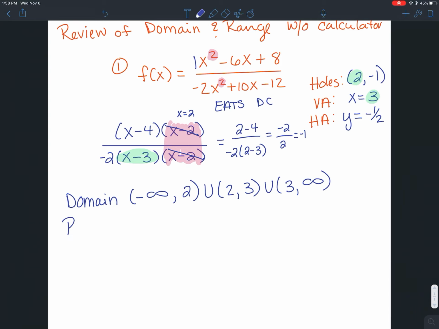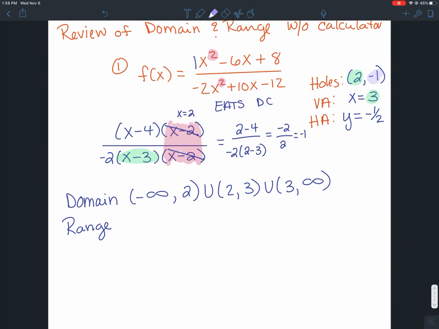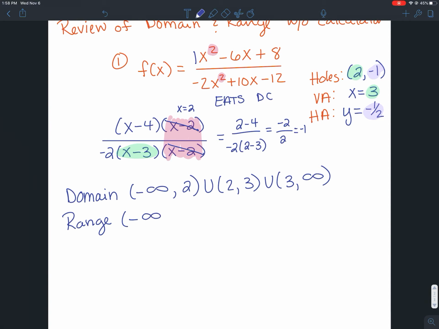So for range, where is it undefined for the range? Well, the range is undefined at negative 1 and at negative 1/2. Those are the y values that all my undefined values happen at. So we would say negative infinity to negative 1 union negative 1 to negative 1/2, because I'm putting these in order from least to greatest, or it's wrong, negative 1/2 to infinity.